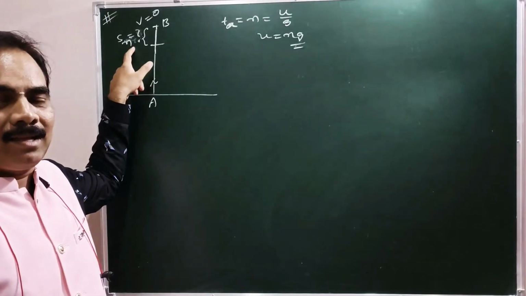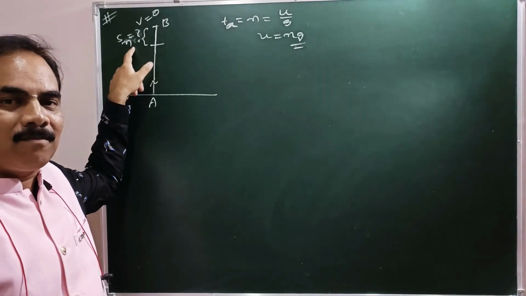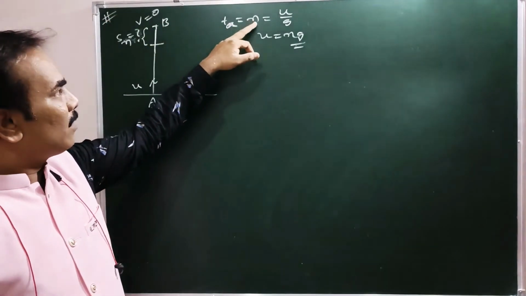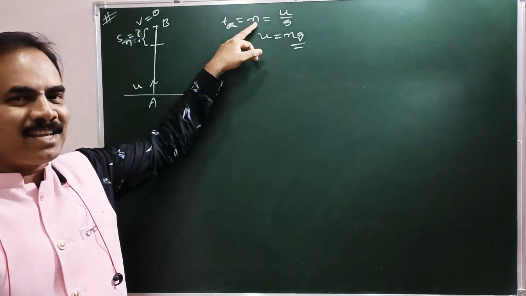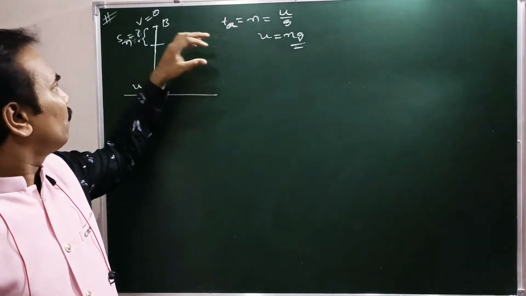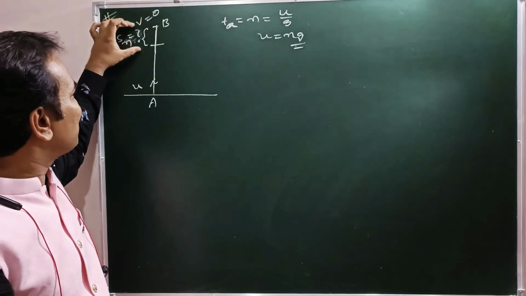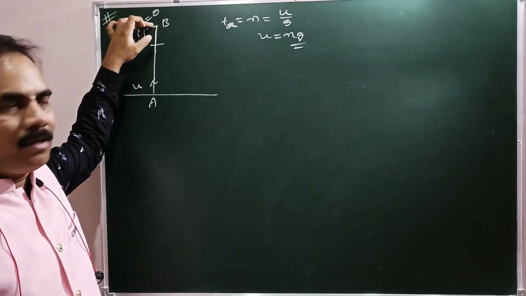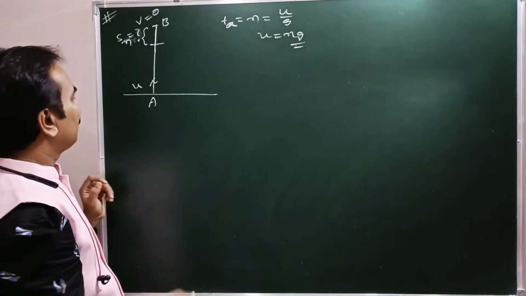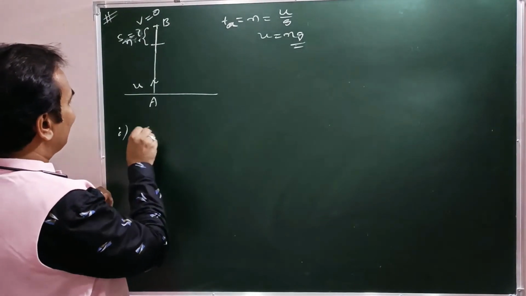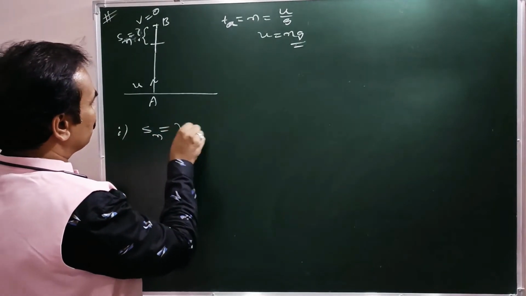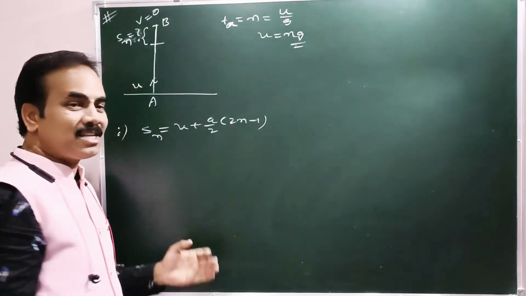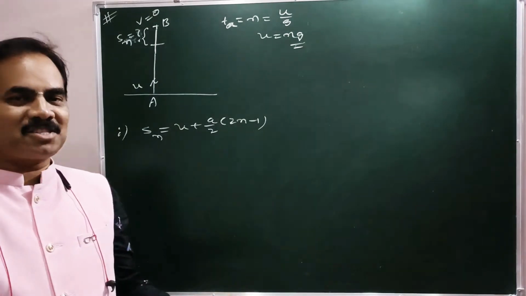Here n is the last second of the upward journey. Only 1 second. Why? Because the total time of the journey is n seconds, and we need to find the distance covered especially in the last second, that is the nth second. What is the formula here? Number 1, Sn equals u plus a by 2 into 2n minus 1. This is the distance covered in the nth second, a particular second.